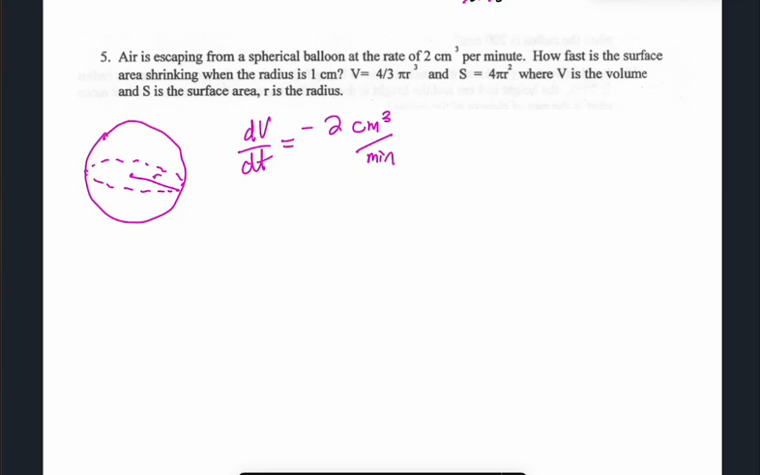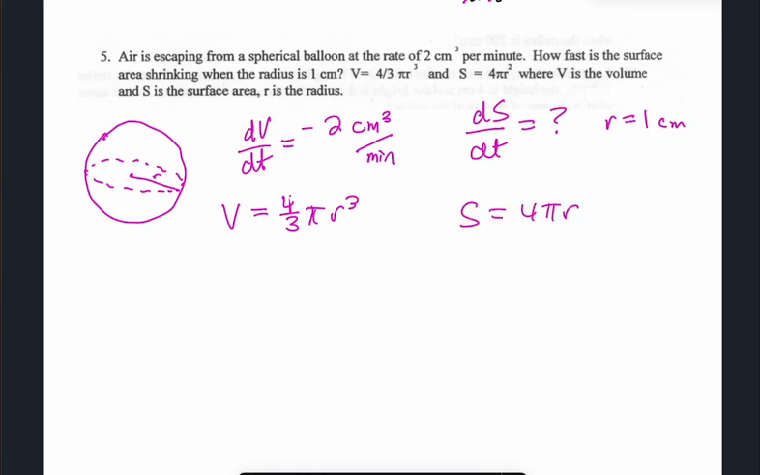Okay, now let's read the second sentence. How fast is the surface area shrinking? So I'm going to put the dS/dt. That's my question mark. I'm just going to call S, big S, surface area, okay? And at the exact time when the radius is 1 centimeter. Okay, now they've been kind and they've given us some formulas. We know the volume is 4/3 pi r cubed. We know the surface area is 4 pi r squared.